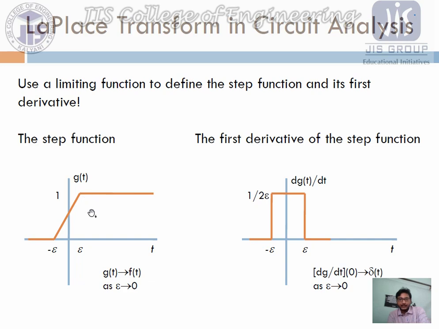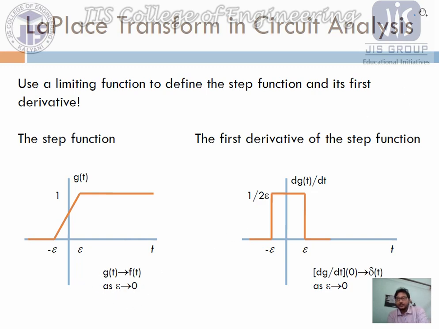So we can write this function as g of t as epsilon tends to 0. Epsilon tends to 0 means this time is very small, the time to reach from its starting value to its final value. So that is why we say this epsilon time is very small.